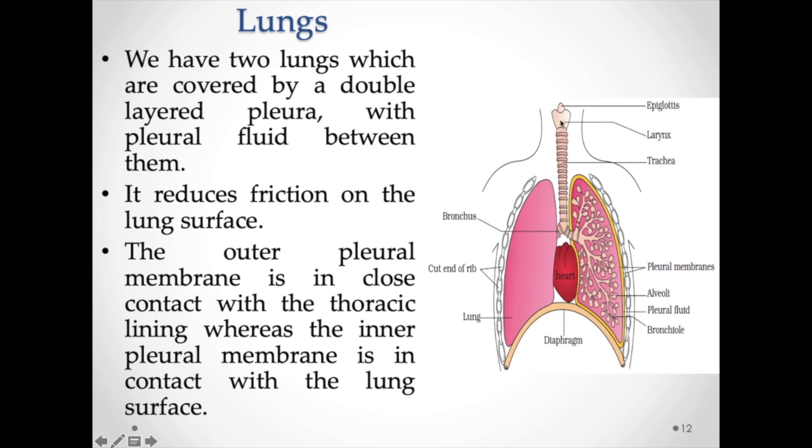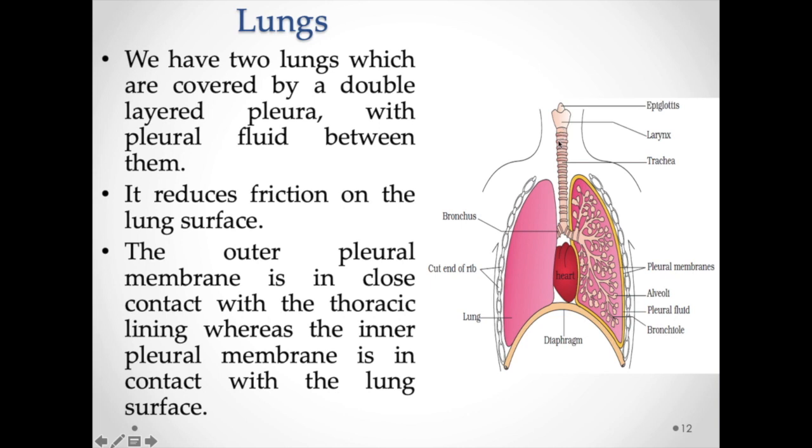Here again you will see this is the epiglottis. It is a flap that covers the opening over here. This is the voice box. You can see the shape over here, the voice box. It is also called the larynx. Then there is the trachea. From the trachea, these are rings.